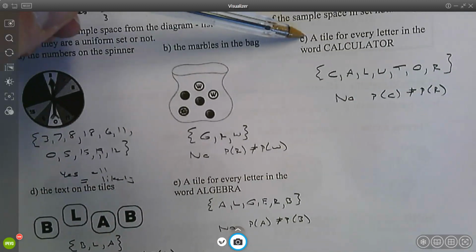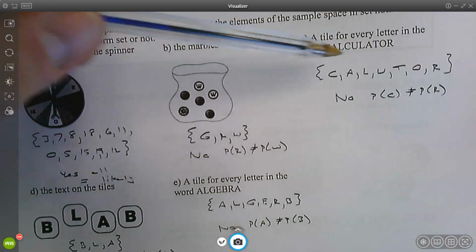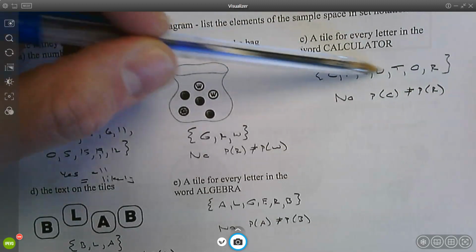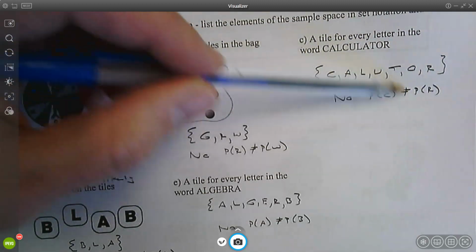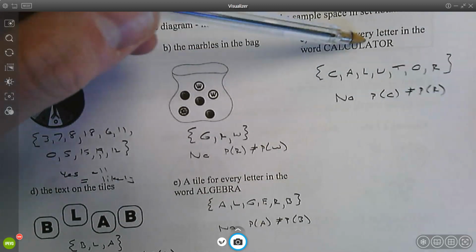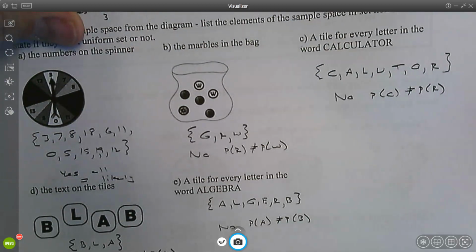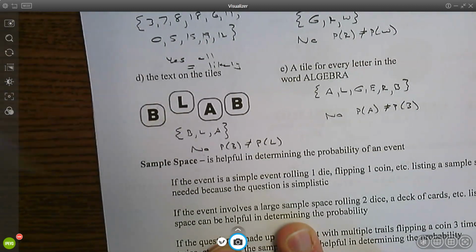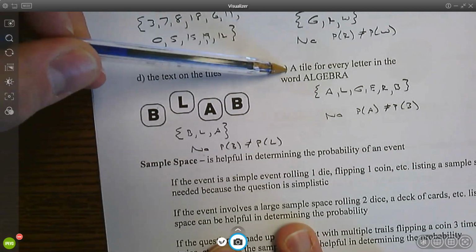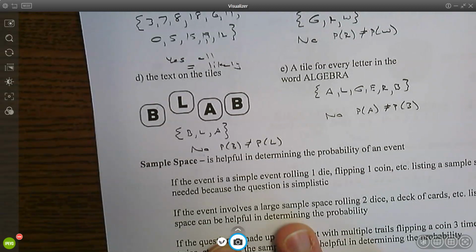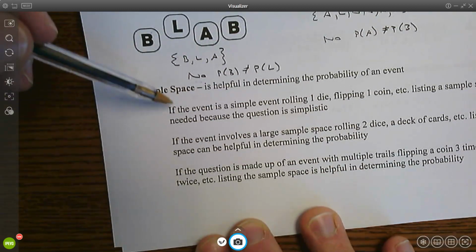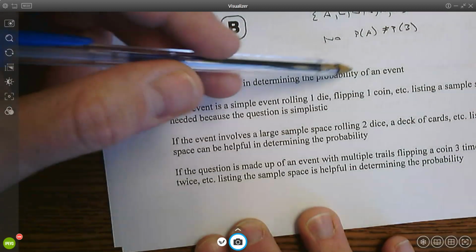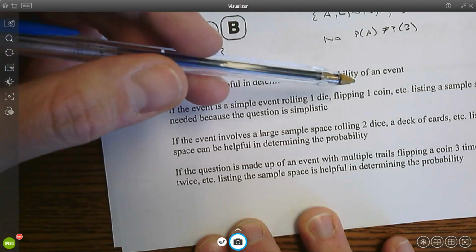Tile, kind of like Scrabble tiles, like calculator, but we're only listing the repeated letters once. But this is not going to be uniform because the letter C repeats, L repeats, and so on. Same idea with algebra, not going to be uniform because there's more A's. So at the bottom of page 2, just kind of highlighting a sample space, it's just helpful to determine the probability of an event. We can list sample space out like a list.